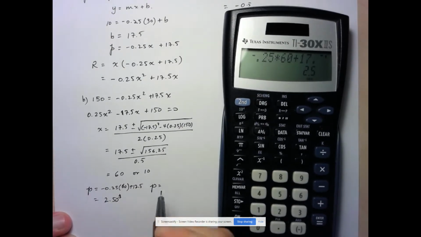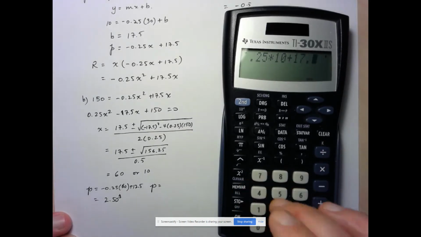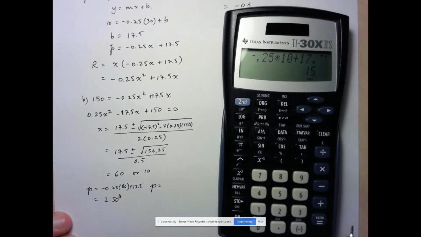Or we have this same thing, but with 10 input there. So negative 0.25 times 10 plus 17.50. Okay, so here we also have $15 would also work. Okay, so the question is, does it make sense to charge $15 as opposed to $250? I guess it makes sense to charge $250.